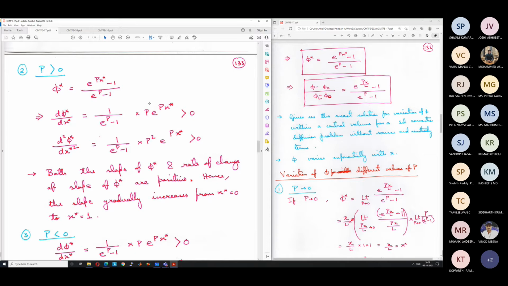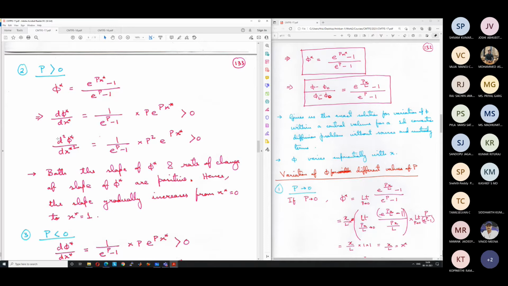If P is greater than 0, e to the power P is greater than 1. So e to the power P minus 1 is positive. And P is greater than 0, so this term is also positive. This term is positive, so the entire term is positive. So d phi star dx star is greater than 0. It means that the slope of the line is positive.